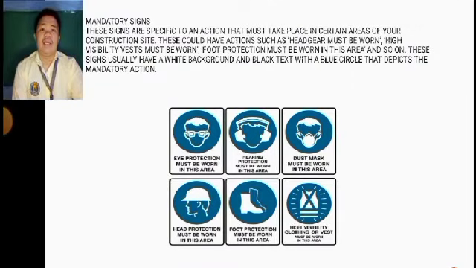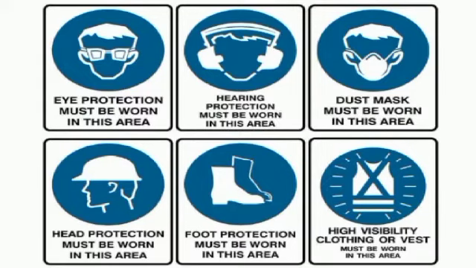Number one is mandatory signs. These signs are specific to an action that must take place in a certain area of your construction site. This could be an action such as headgear must be worn, high visibility vest must be worn, foot protection must be worn in this area, and so on. These signs usually have a white background and black text with blue circles that depict the mandatory actions.